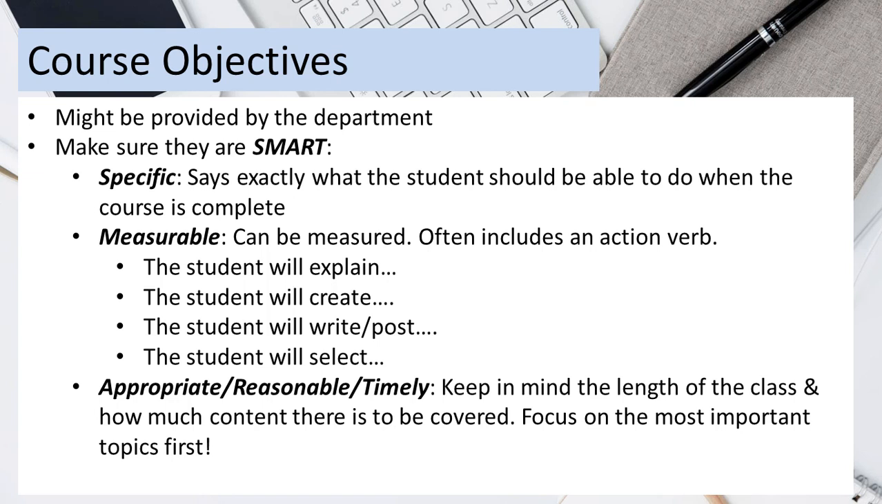If your particular course does not have course objectives, you can write them yourself. You want to make sure that they are SMART. The big ones to focus on here are specific and measurable. So you want to make sure that the course objectives are specific, that it's measuring exactly what the student should be able to do when the course is complete. You also want to make sure that they're measurable and that they can be measured. Often this involves some type of action verb that you can see.